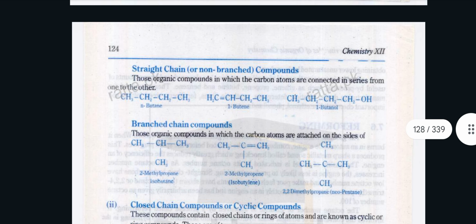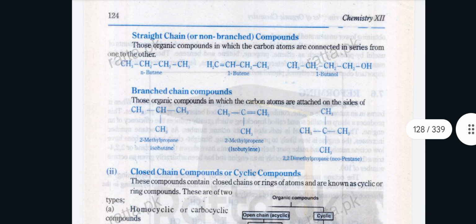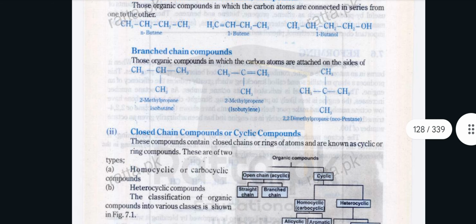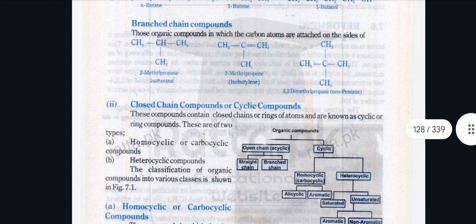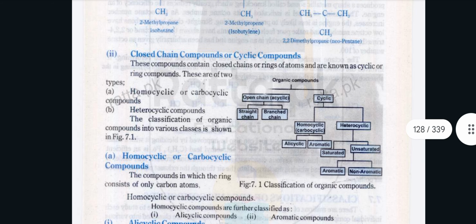Straight chain or non-branched compounds are those organic compounds in which the carbon atoms are connected in series from one to another, such as n-butane, 1-butene and 1-butanol. Branched chain compounds, such as 2-methylpropane, are those organic compounds in which the carbon atoms are attached on the sides, like isobutylene, neopentane, and as such.